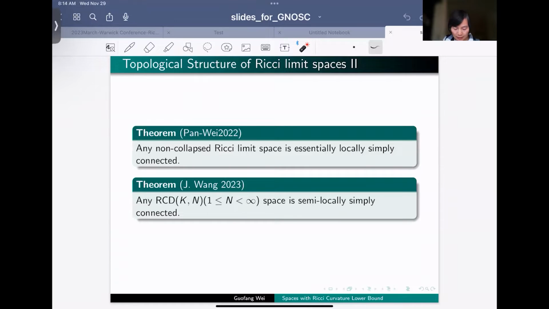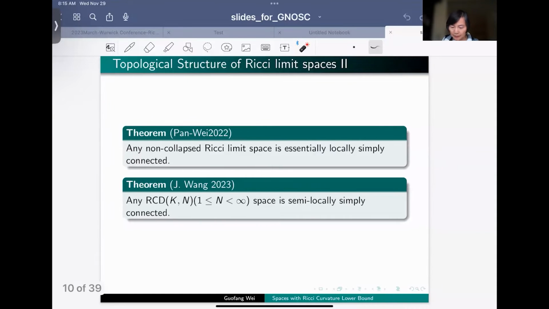Later on, in several works, finally Guofang Wei proved that this is true for any RCD space. Actually, it's semi-locally simply connected. So this solves the problem along the line. This one he used the previous result essentially. So any questions? This is the topological part, for which I'm not planning to give any proof.